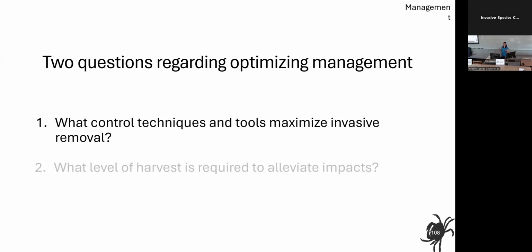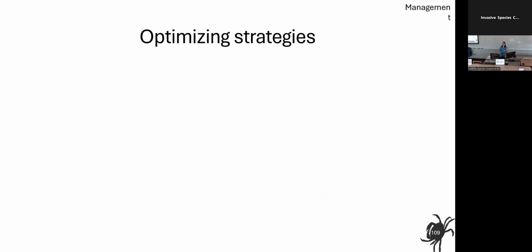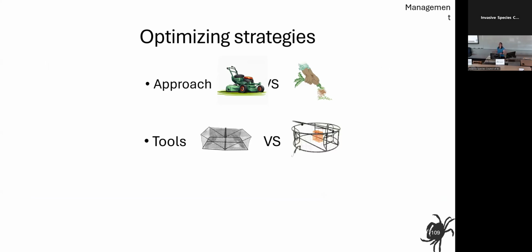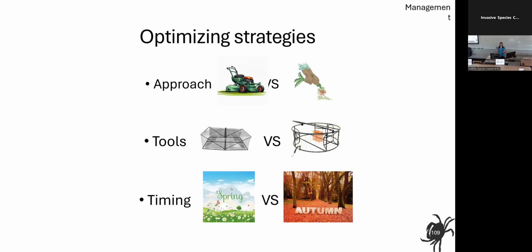Control techniques and tools. Often when you're trying to optimize your strategies, it can vary depending on the invasive species that you're working with, but often it comes down to your approach. With invasive plants, are you mowing them or are you hand pulling them? Obviously, that's a simplification. What tools are you using? With trapping, is there a better trap or is there a worse trap? And lastly, timing. Is it better to deal with invasives in the spring, maybe before they start pollinating, or in the autumn when they start dying back?